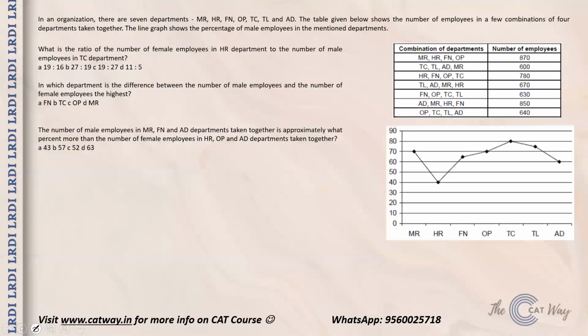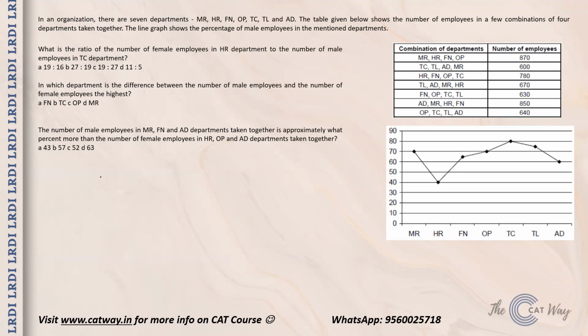Now moving on to the set that we have. It says that in an organization, there are 7 departments: MR, HR, FN, OP, TC, TL and AD. The table given below shows the number of employees in a few combinations of 4 departments taken together. Now the line graph shows the percentage of male employees in the mentioned departments.